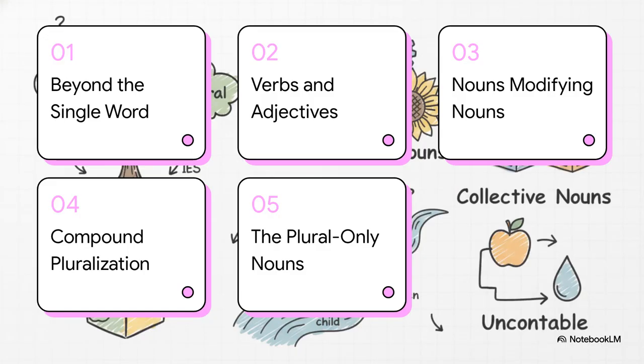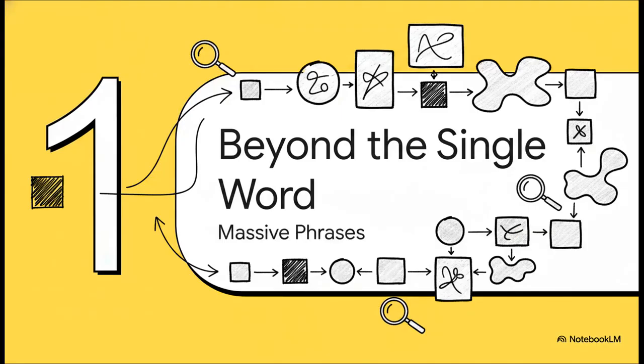We'll start with beyond the single word, move into shape-shifting verbs and adjectives, explore nouns modifying other nouns, tackle complex compound pluralization rules, and finally, decode the plural-only nouns. Section 1, Beyond the Single Word.